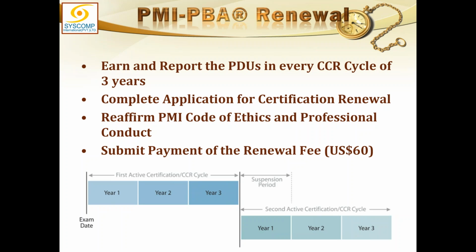So don't wait for the suspension period to end, because if it ends and you somehow mistakenly could not submit your application, your PBA status will be completely removed and vanished. You are never ever to be a PBA again. So don't go to that site. Simply try to complete your requirements within the first 3 years, and if something is left, do it very quickly in the suspension period, and as soon as possible must get the renewal. So I hope I have clarified everything.